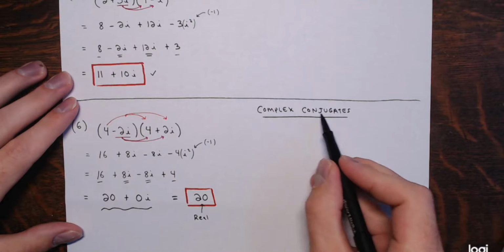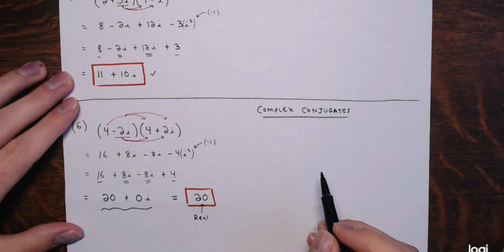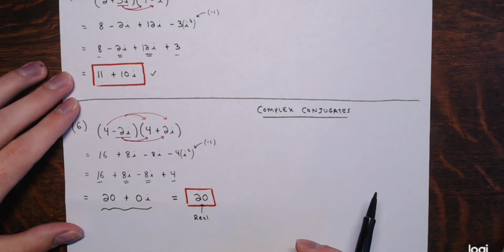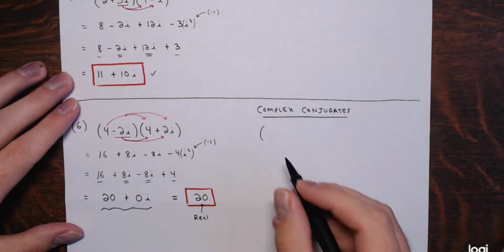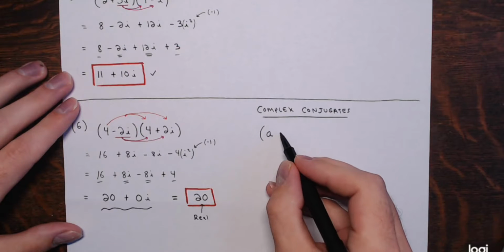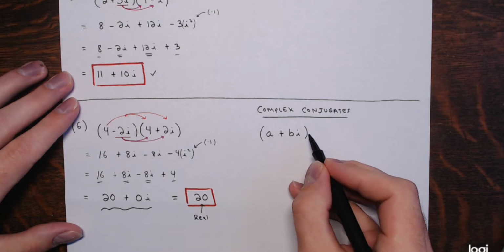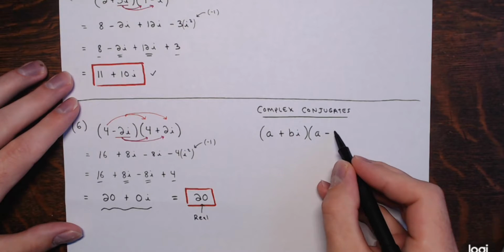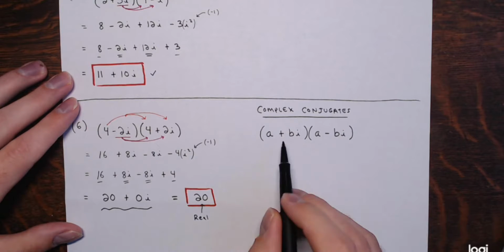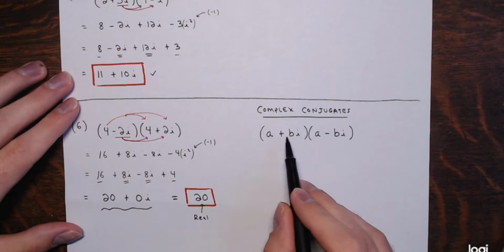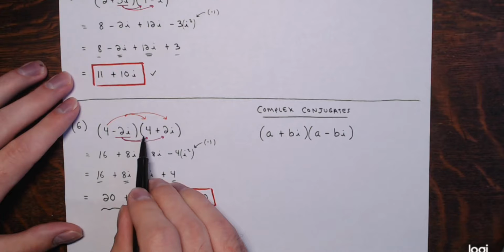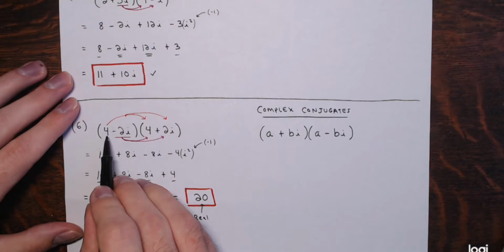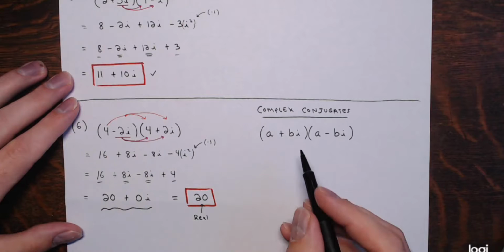And you may have heard the word conjugate before, right? The conjugate of a plus b is a minus b. Right? It's the same terms, but with a different sign in the middle. So let me show you what happens when you multiply complex conjugates. Say a plus bi multiplied by its conjugate would be a minus bi. Right, so it's again like the same two terms, only with a different sign in the middle. So like this, 4 plus 2i times 4 minus 2i, right? So these are complex conjugates.